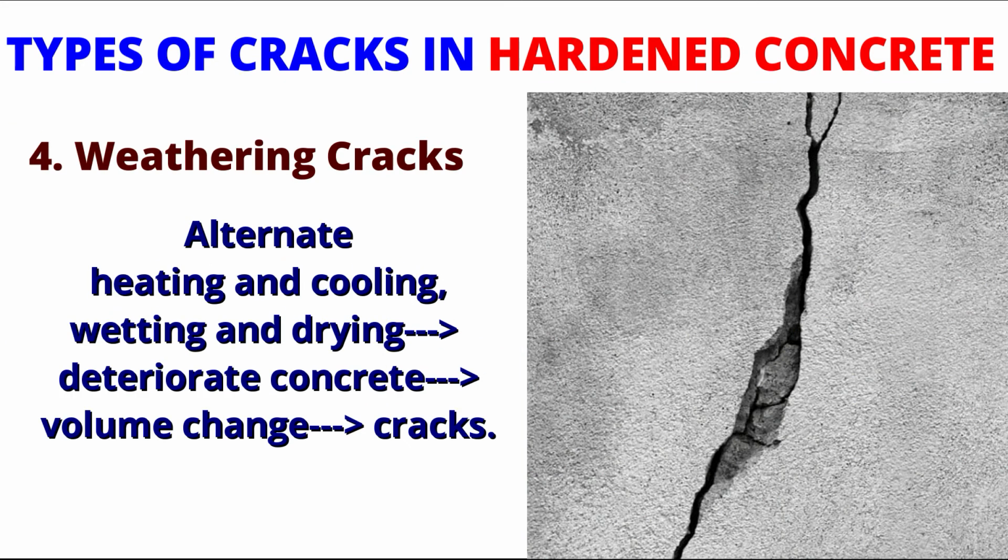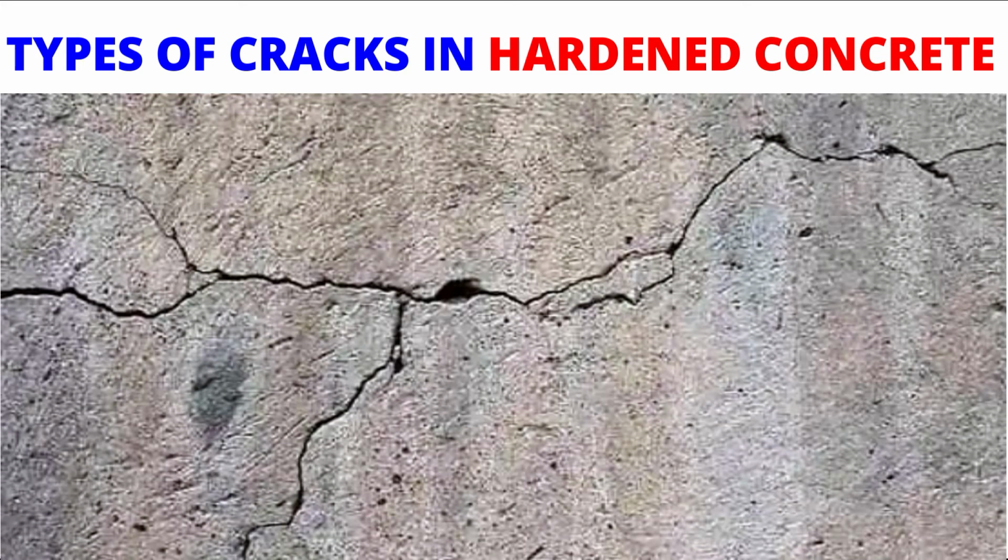Next is weathering cracks. The weathering processes that can cause cracks in concrete include freezing, thawing, wetting, drying, heating and cooling. Alternate heating and cooling, wetting and drying of concrete causes concrete to deteriorate, which produces volume change that may cause cracking. If the volume changes are excessive, cracks may occur. Concrete is best protected against weathering actions through the use of the lowest water cement ratio and durable aggregates, etc.